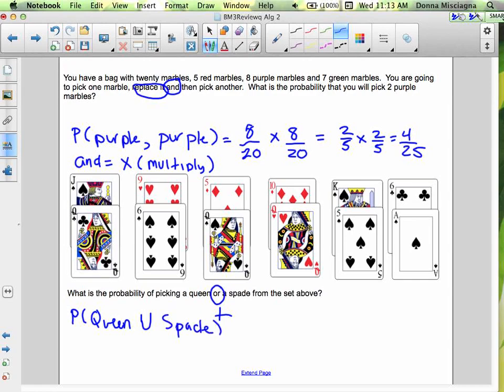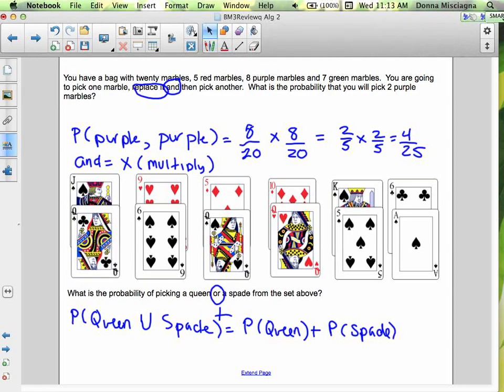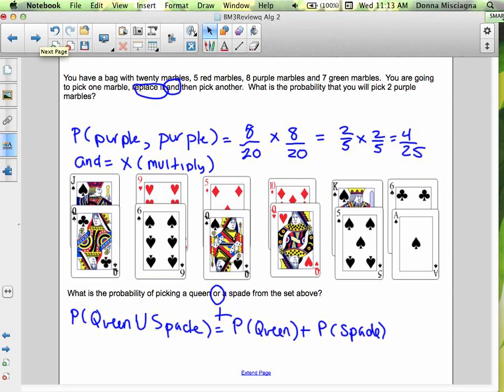We're combining the sets together. It's going to be the probability of queen plus the probability of spade, but we're going to have to subtract off the probability of queen and spade. Right? Because a card could fit into both groups, and we do not want to count it twice.